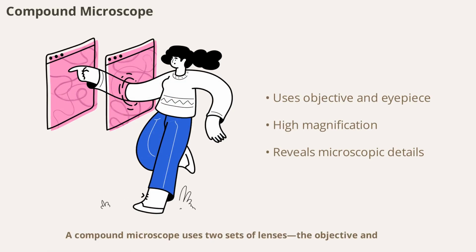Compound microscope uses two sets of lenses, the objective and the eyepiece, to achieve much higher magnification than a simple microscope. The objective lens creates a real enlarged image, which is then further magnified by the eyepiece. This setup allows scientists to observe cells, bacteria, and other microscopic structures in great detail.